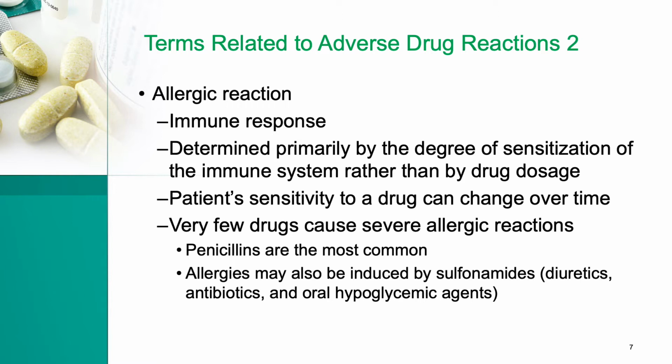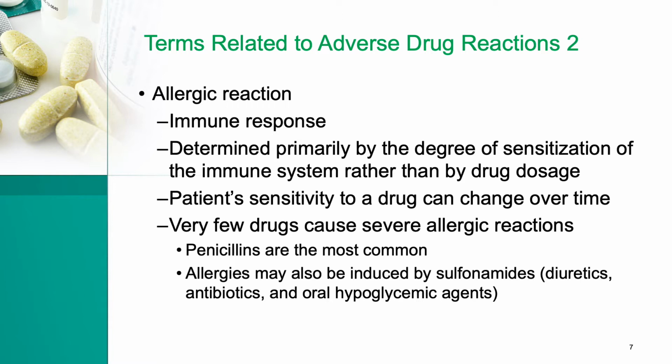An allergic reaction is an immune response determined primarily by the degree of sensitization of the immune system rather than by drug dosage. The reaction can occur the second time the drug is administered or the 200th time. The patient's sensitivity to a drug can change over time. They can become more sensitive or less sensitive. Very few drugs cause severe allergic reactions.